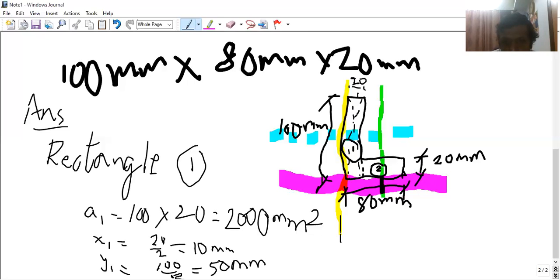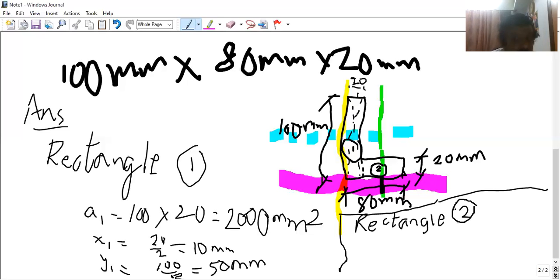Similarly, in the same fashion, we'll go for rectangle 2, students. Now be careful. With respect to rectangle 2, A2 will be 80 minus 20, this particular length, which is 60, into 20. Or you can write here 80 minus 20 into 20.